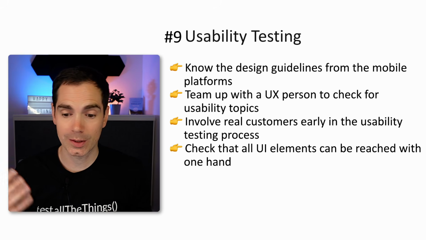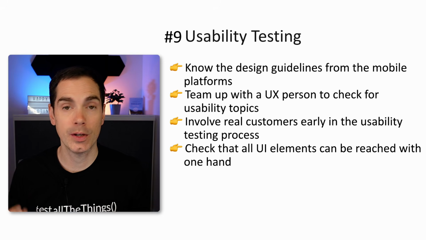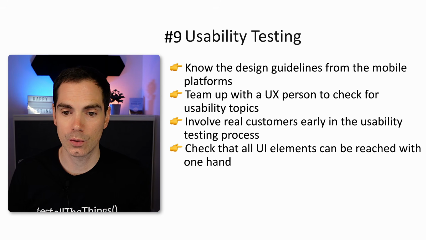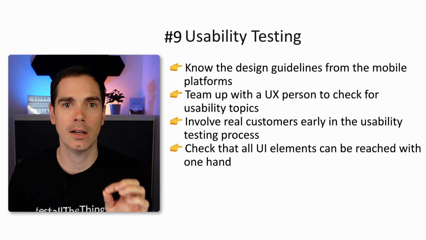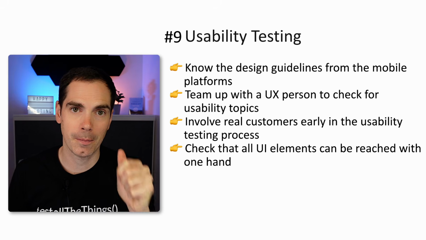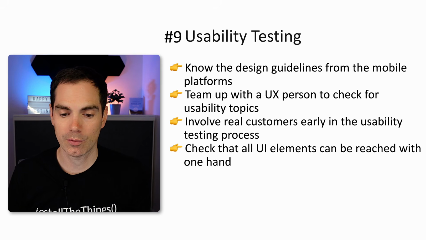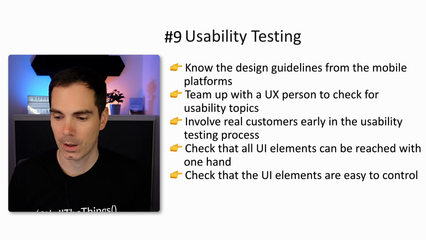And then, of course, do something like check that UI elements can be reached with one hand, for example, depending on your app use case. This can be a check that you can do. The layout is correct, everything works smoothly, the tappable areas are not too tiny, so you can also use it with bigger thumbs and stuff like that. So it's really easy and convenient to use.